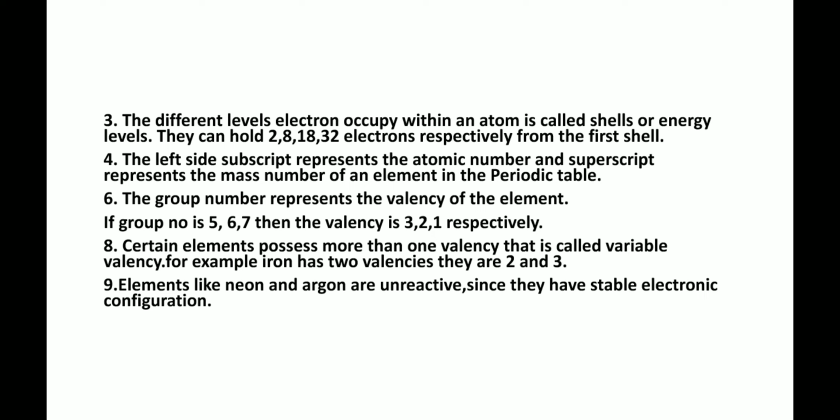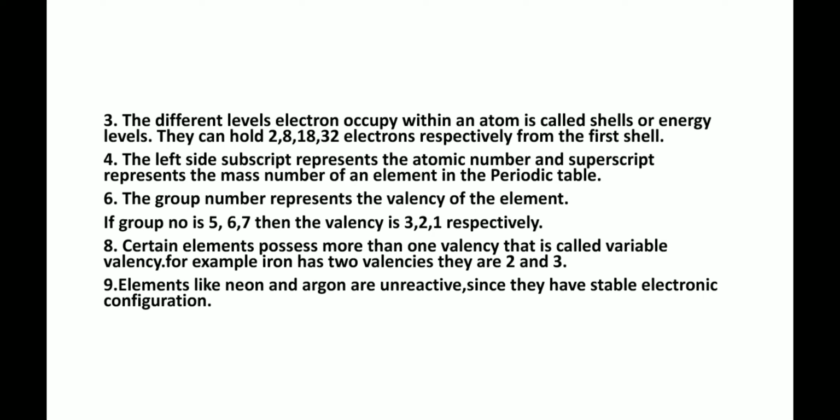Now the third question goes like this. What are the different levels that electrons occupy within an atom called? How many electrons can each level hold? The different levels electrons occupy within an atom are called shells or energy levels. They can hold 2, 8, 18, 32 electrons respectively from the first shell from the nucleus.